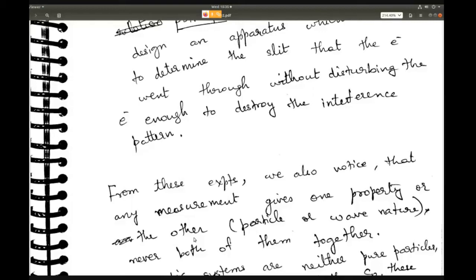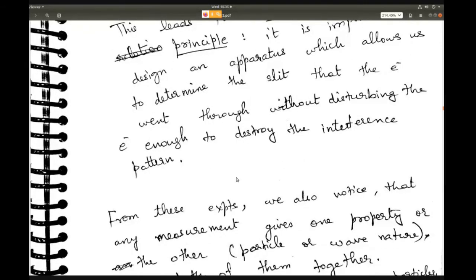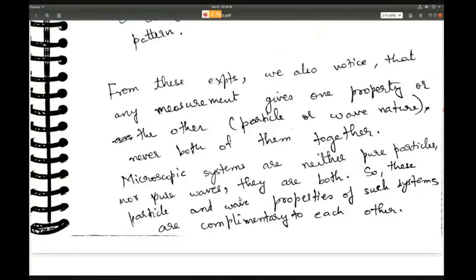In any of these experiments, whatever experiment you perform, even the double slit experiment, when you're seeing an interference pattern, you know that the electron behaves as a wave. When you don't see an interference pattern, you know that the electron behaves as a particle. But you can never design an experiment which shows you both simultaneously, particle nature and wave nature together.